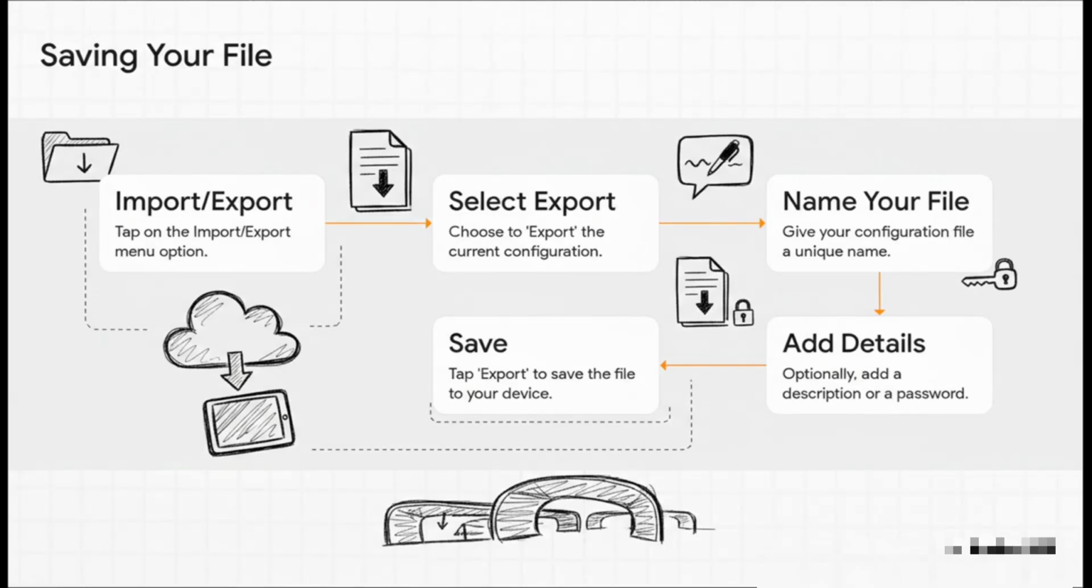Now, you probably don't want to go through all those steps every single time you want to connect, right? So let's save this configuration. Look for a menu that says Import/Export and tap on that. Then choose Export. Now you can give your file a name, maybe add some notes about what it's for, and you can even lock it with a password if you want. This creates a neat little file that you can use over and over, or even share with a friend.